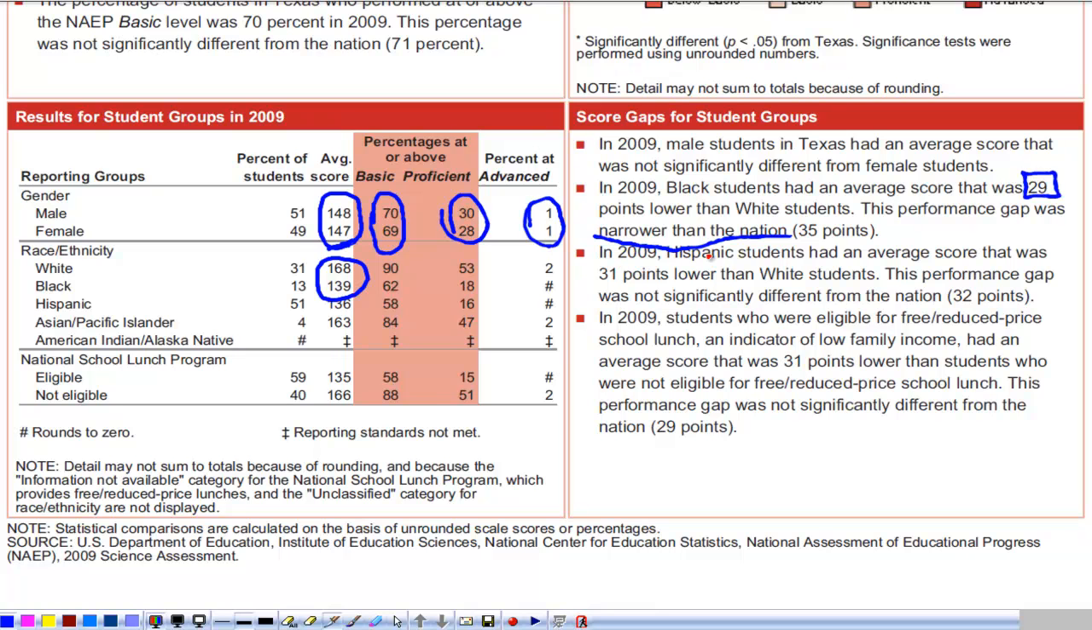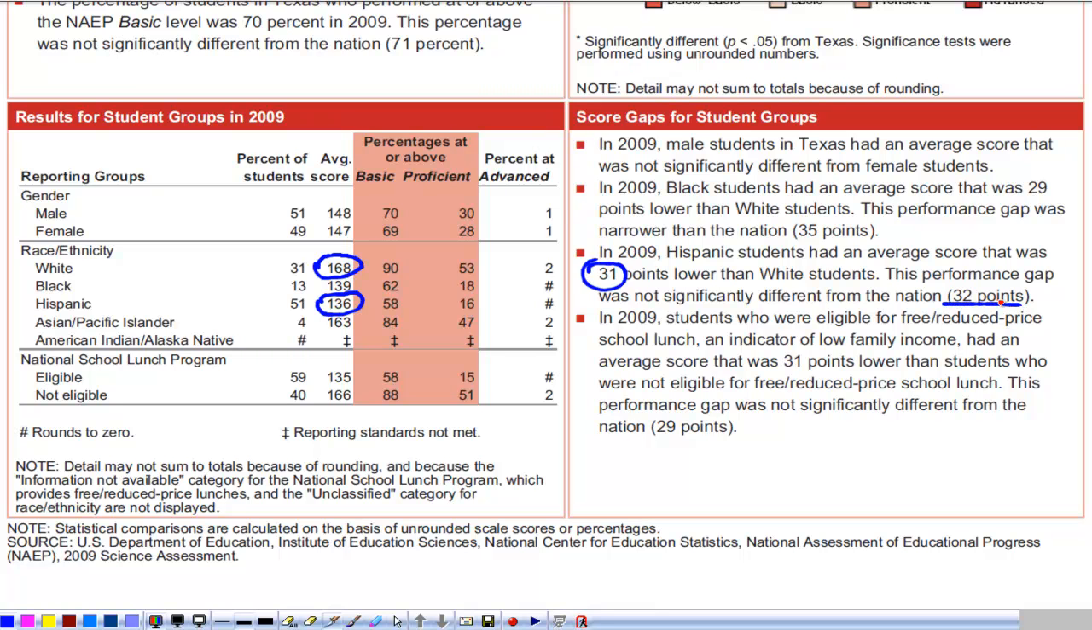Okay, also Hispanic students have an average score that was 31% lower than white. That's not different from the national average of 32. Let me erase what I have here. Okay, here's our white average. Our Hispanic average is right there. The difference between those is 32. Nationwide, the average difference is the difference between those, yeah, it looks like it's 32 here. It's another rounding issue. The actual difference rounds to 31. The national average rounds to 32 in the gap. So with the Hispanics, there is no significant difference between our gap in Texas and the gap in the nation.